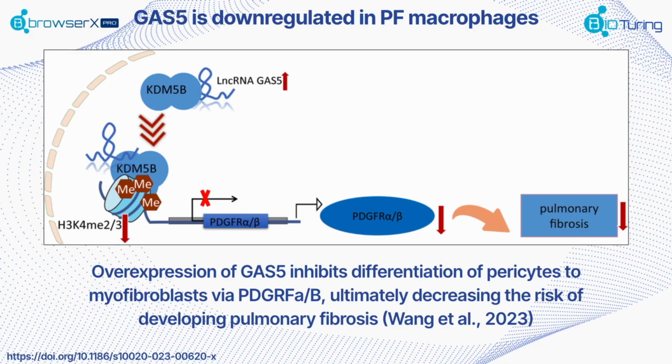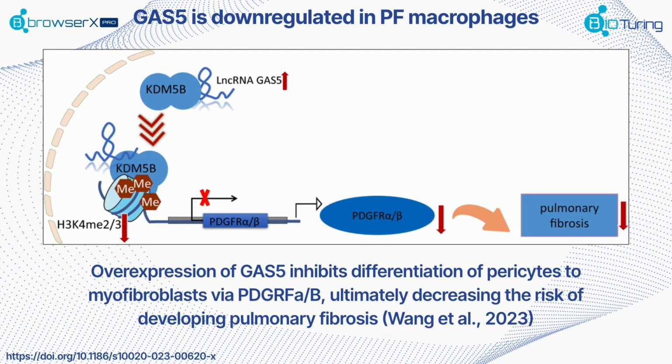Some mouse models suggest this long non-coding RNA attenuates PDGFR alpha and beta expression, which is important for the differentiation of pericytes to myofibroblasts, ultimately driving lung fibrosis. Overexpression of Gas5 inhibits this differentiation, identifying Gas5 as a potential therapeutic target.